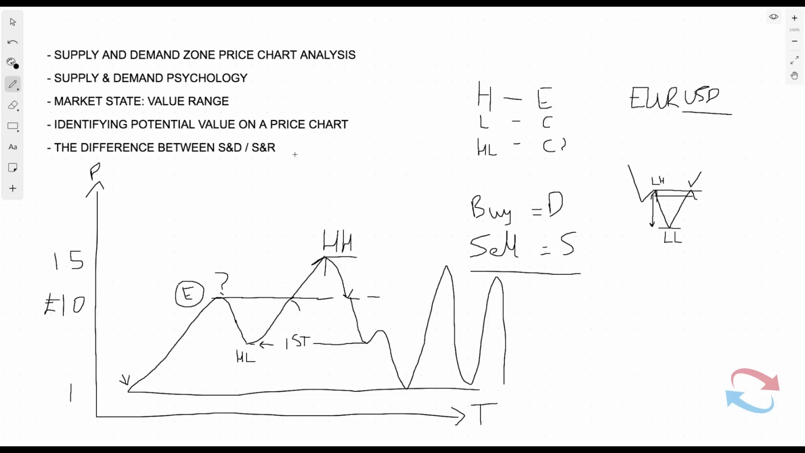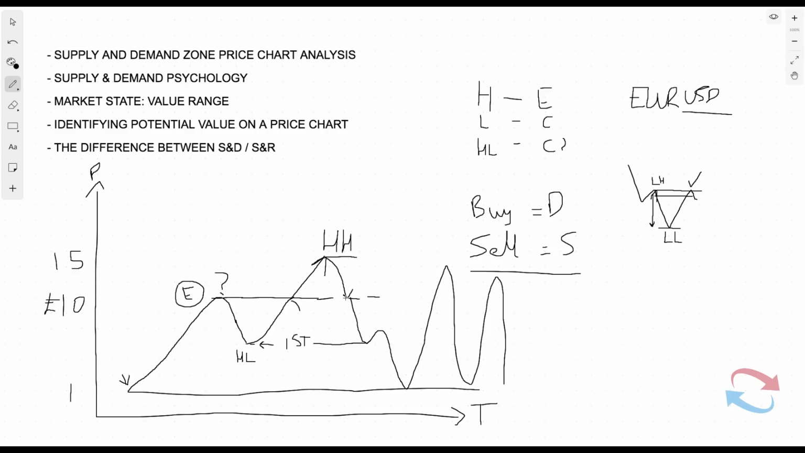So hopefully you've understood, and you've gained a little insight into how to trade supply and demand zones, and identifying the potential value on a price chart from a technical perspective. Understanding value ranges, and applying this method to your actual price charts, and look for higher lows or lower highs to be the absolute bargain level. That's where you want to look to really trade.